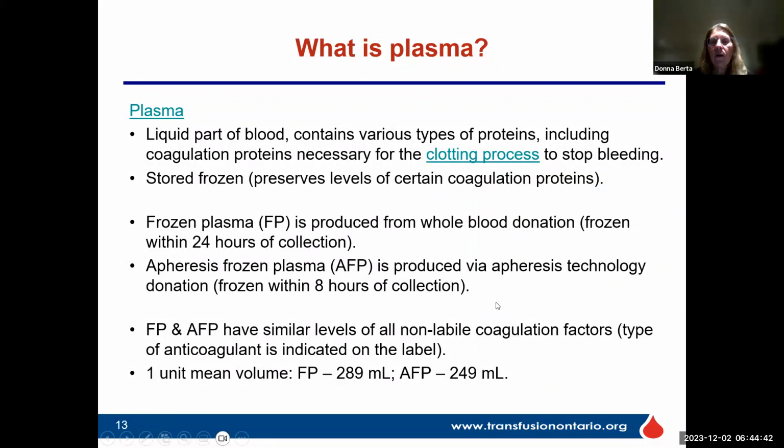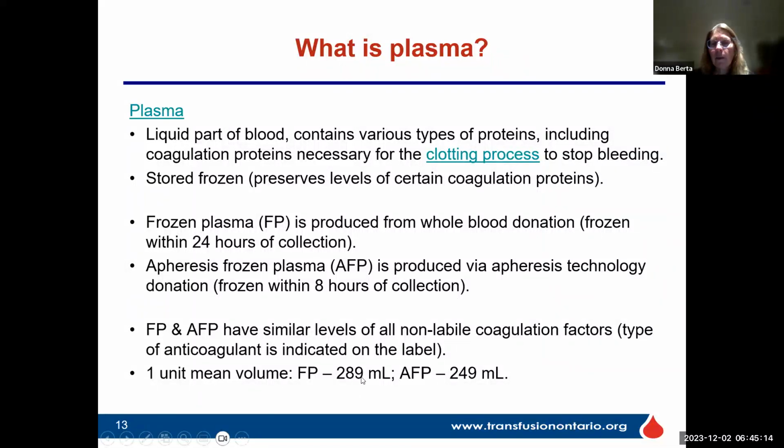Canadian Blood Services also provides us with AFP, or apheresis frozen plasma, that's collected by apheresis techniques, where the donor is hooked up to the apheresis machine and just their plasma is collected, their platelets and red cells go back to them. And that product is frozen within 8 hours of when it was collected from the donor. These 2 products that Canadian Blood Services provides do have similar levels of coagulation factors. The major difference would be the volume.